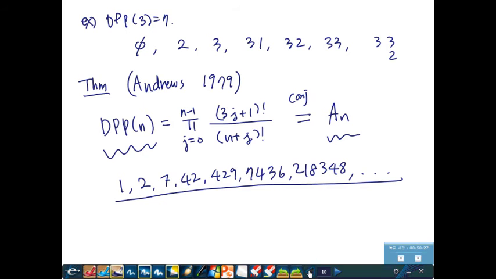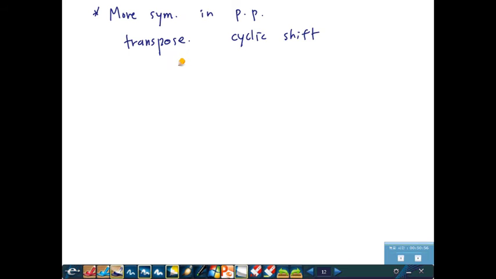There are more symmetries. One more symmetry that we missed. Symmetry in plane partition. So we know two operations, transpose and cyclic shift. If it's invariant on the transpose, it's called symmetric. If it's invariant on the cyclic shift, it's called cyclically symmetric. If it's invariant on both of these operations, it's called totally symmetric. There is one more thing.